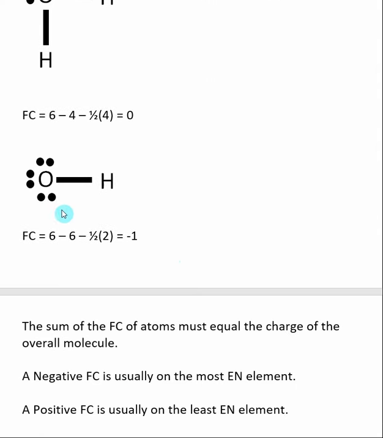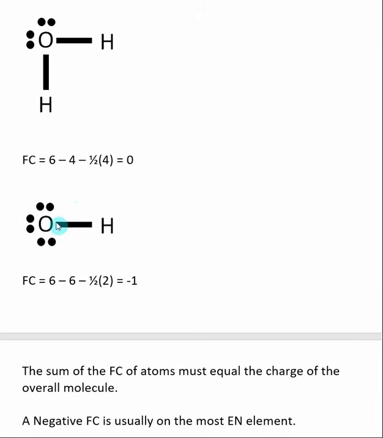So if we look at this oxygen, same thing, 6 valence electrons on the oxygen. The number of electrons in lone pairs are 1, 2, 3, 4, 5, 6, so we subtract 6. And here we only have 2 electrons as part of a bond. And remember, we take 1/2 of that. When we do the math, we understand now that this oxygen actually has a negative charge.